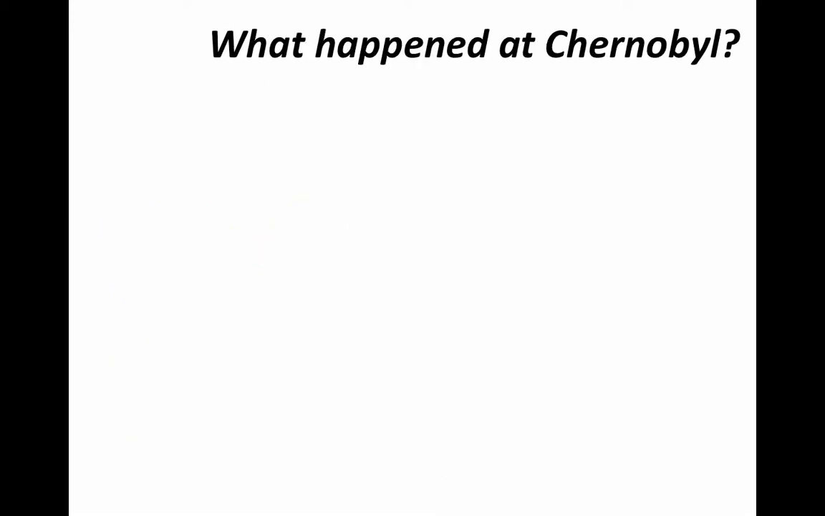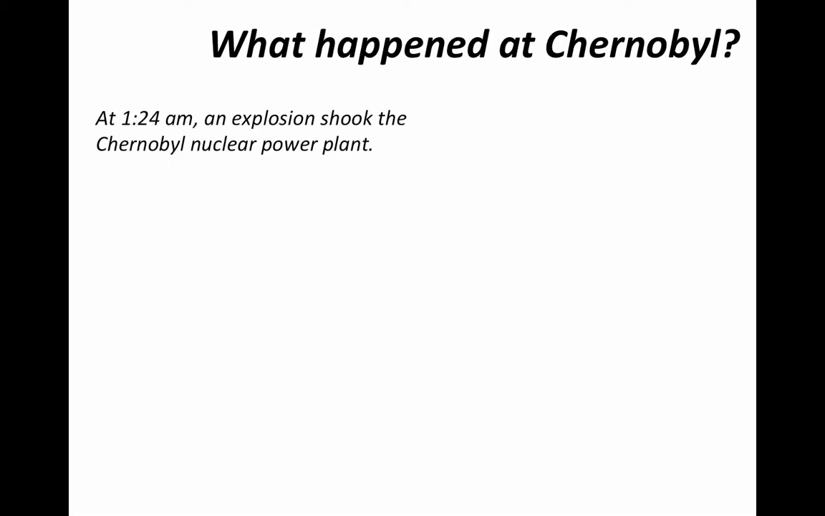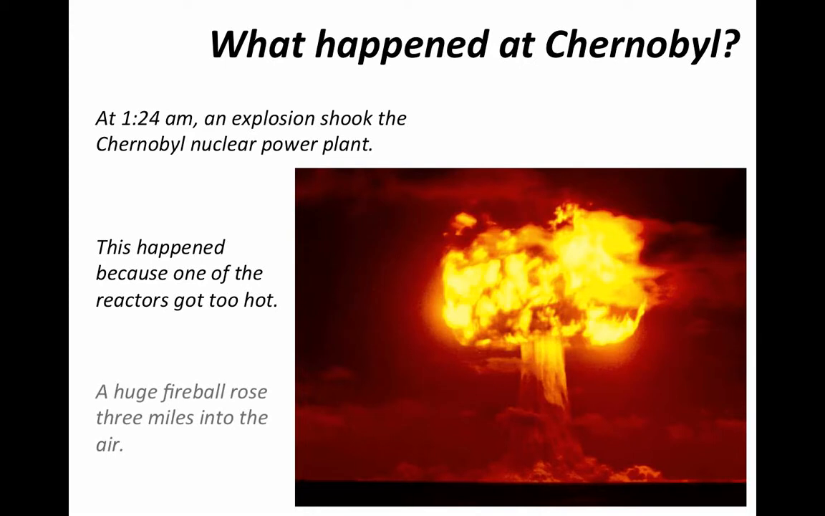So what exactly happened? At 1:24 a.m., very early in the morning, an explosion shook the Chernobyl nuclear power plant. This happened because one of the reactors got too hot. A huge fireball rose 3 miles into the air. In this picture, you can see the destruction from that accident. Notice how in the center, it looks like the entire building has been destroyed.